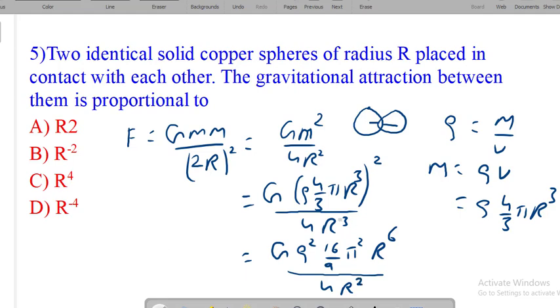It's r square, not r cube. This is r square. Now we are only interested in terms of r, because the answer is in terms of r only. Here we have r raised to 6, and in the denominator we have r square, so finally we get r raised to 4. Because G is constant, rho is constant, pi is constant, only these terms depend on r, so it is proportional to r raised to 4. So this is the answer, r raised to 4.